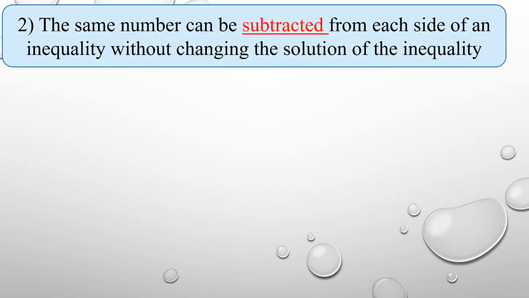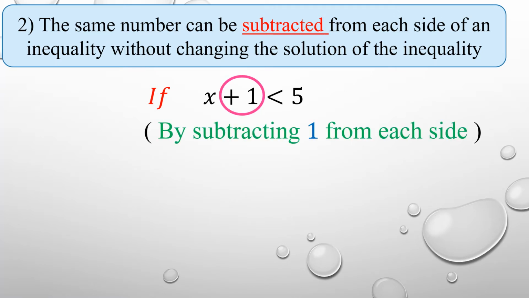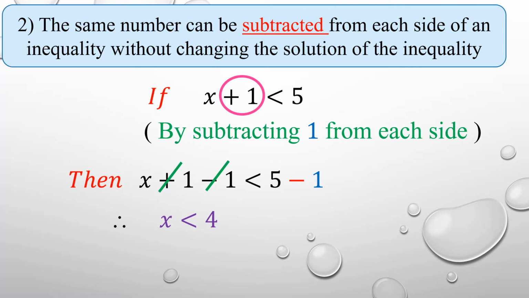Number 2, the same number can be subtracted from each side of an inequality without changing the solution of the inequality. For example, if x plus 1 less than 5, we can get rid of plus 1 by subtracting 1 from each side. So the answer will be x plus 1 minus 1 smaller than 5 minus 1. And we can cancel positive 1, negative 1. So x less than 4.